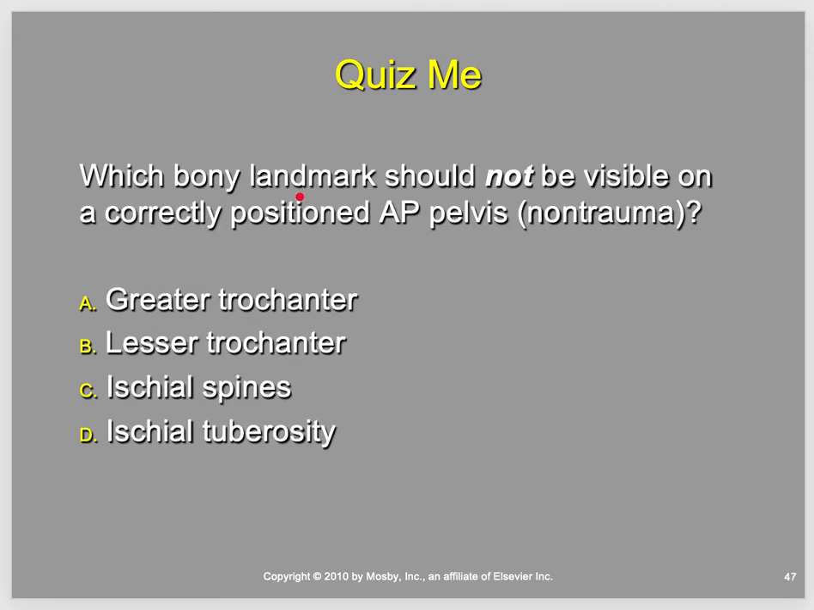Which bony landmark should not be visible on a correctly positioned AP pelvis non-trauma? Should we not see the greater trochanter? The lesser trochanter? The ischial spine? Or the ischial tuberosity? If we remember, on a correctly positioned AP pelvis non-trauma, we're going to lose or hide that lesser trochanter.